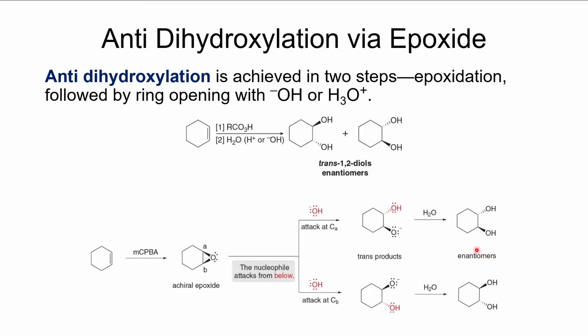These are enantiomers of each other, and because all of this is achiral, this will be a racemic mixture. It's impossible to get one over the other if you start off with something that's achiral over here.